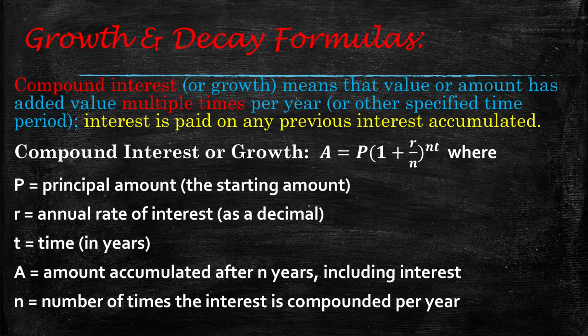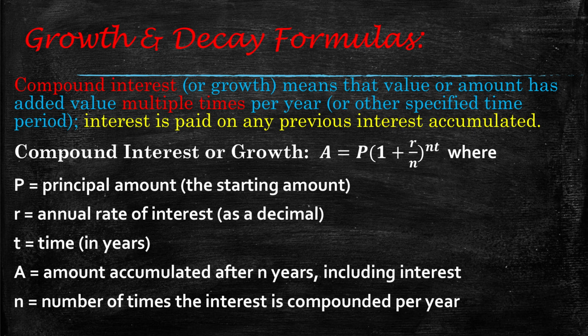P is still your principal amount. It's the starting amount. R is still the annual rate of interest. You're going to put it in as a decimal. T is still time in years. A is the amount accumulated after a certain number of years. But N is going to be the number of times the interest is compounded per year.